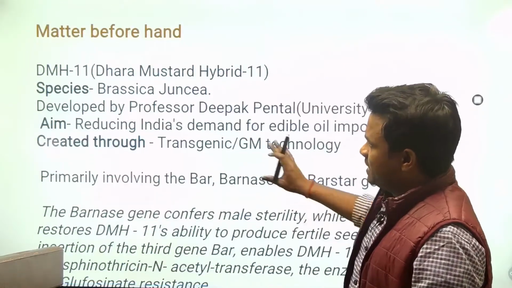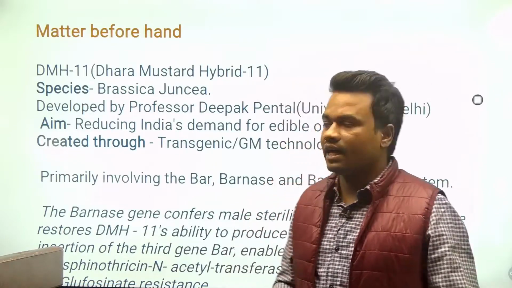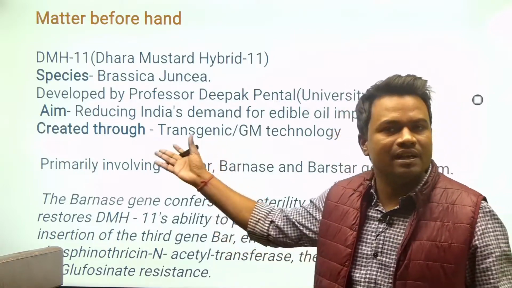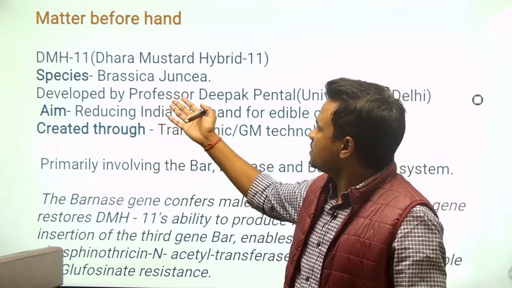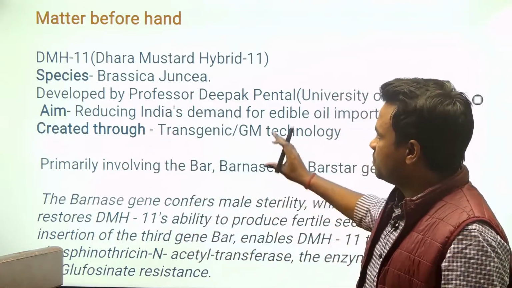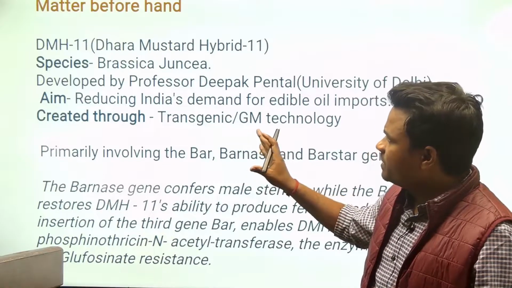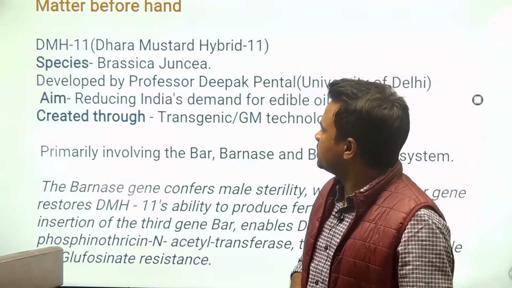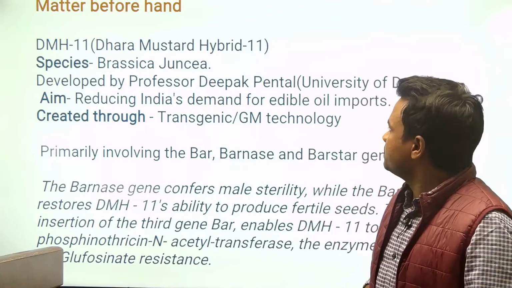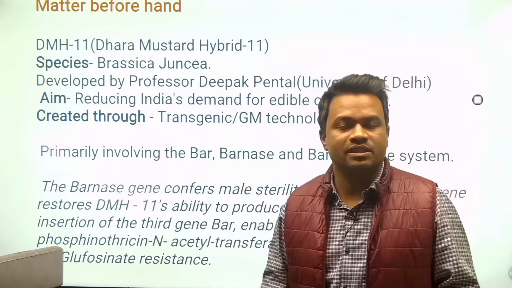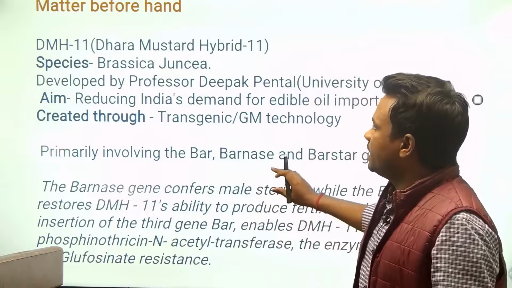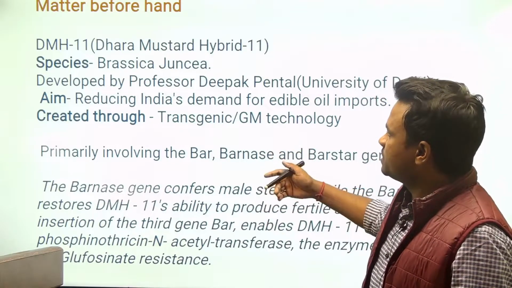What we need to understand is Dhara Mustard Hybrid 11. This is the species with the scientific name Brassica juncea. That may be a question in some state commissions, so we need to understand it. The professor who contributed to the development of DMH-11 is Deepak Pental. He belonged to the University of Delhi, had been its vice chancellor as well, and put his whole effort into developing this variety.